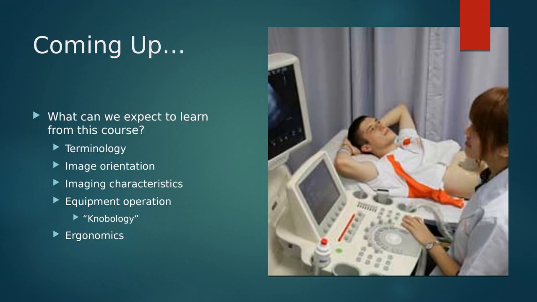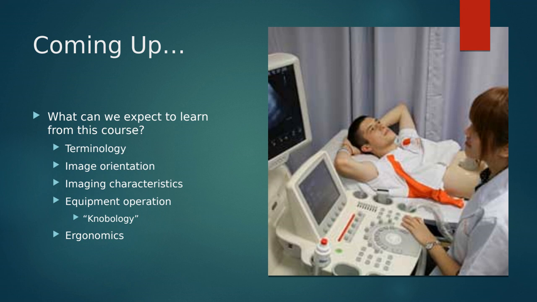So coming up throughout the next few weeks, we are going to be talking a lot about ultrasound specific terminology. You're going to hear words you've never heard before. You're going to have to spell things that don't make sense when you're spelling them, and you're going to have to pronounce things that you have no idea how to pronounce. We're also going to be learning about image orientation. How can we manipulate our image? We're going to be learning about image characteristics. So how do we describe our images?